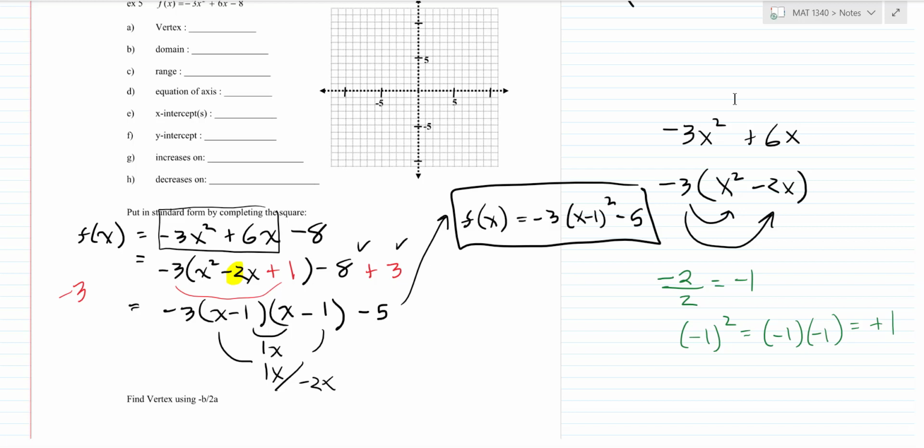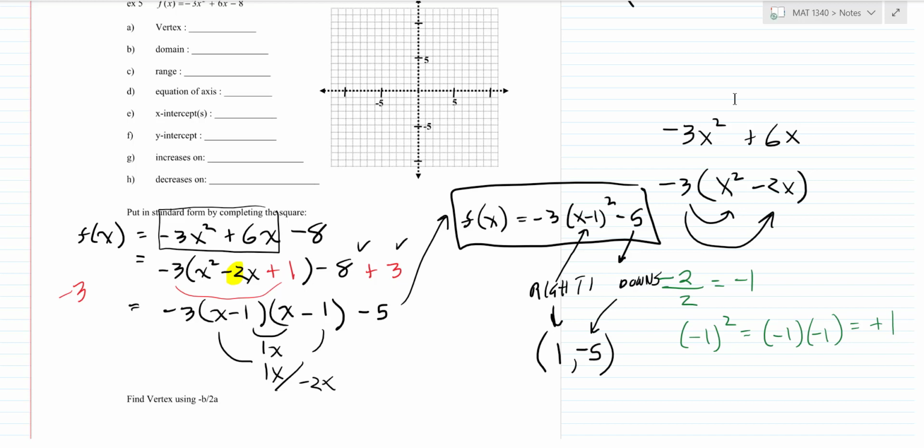All right, so now let's kind of see what we know on this. What does that minus 1 do? Does that make you go left or right? That makes you go right 1. Okay, so that means your vertex is going to have 1 as its x value. What does the minus 5 cause the graph to do? Up or down? Down 5. Okay, so that means that the y value of that vertex is negative 5.